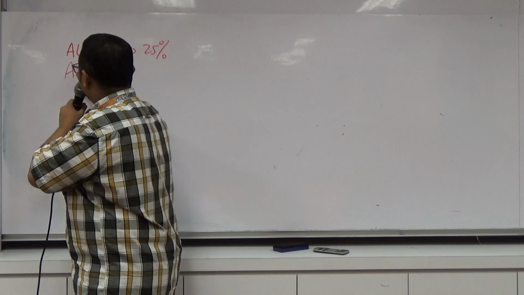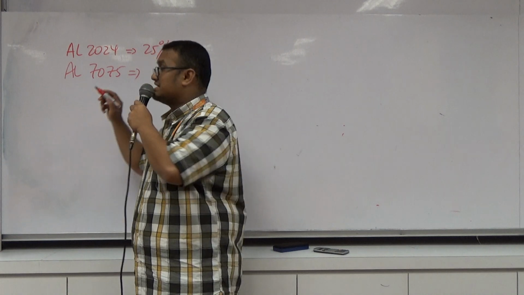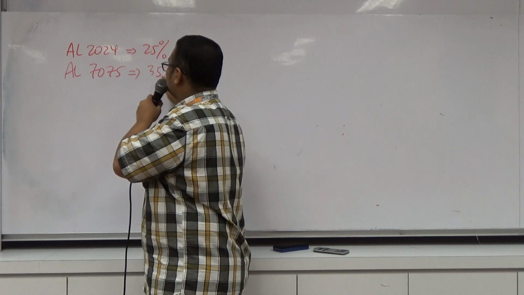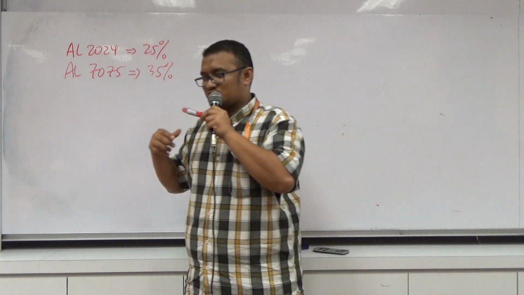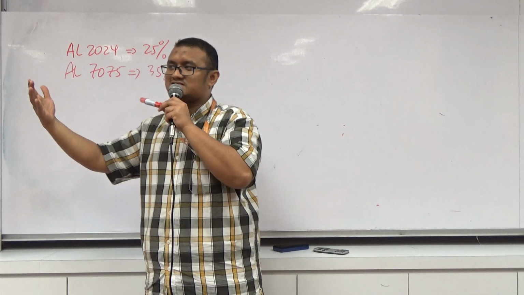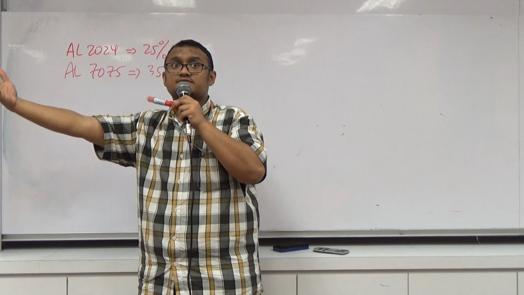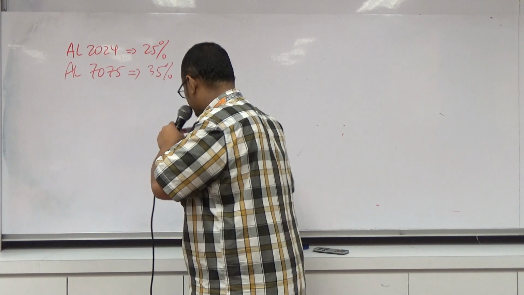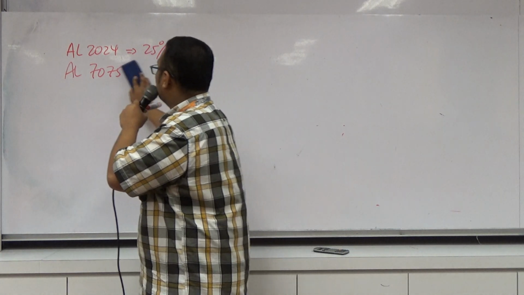But for AL 7075, the doubler must be 35% thicker. Okay? So that was a long time ago, but nowadays in the SRM, they are preparing the table. 1 gauge higher. Okay, they already have the table. So for us, we take 2024, 25% more.